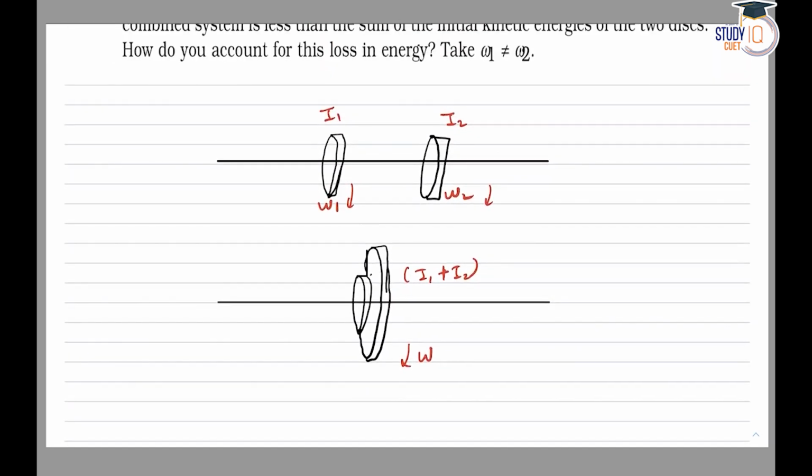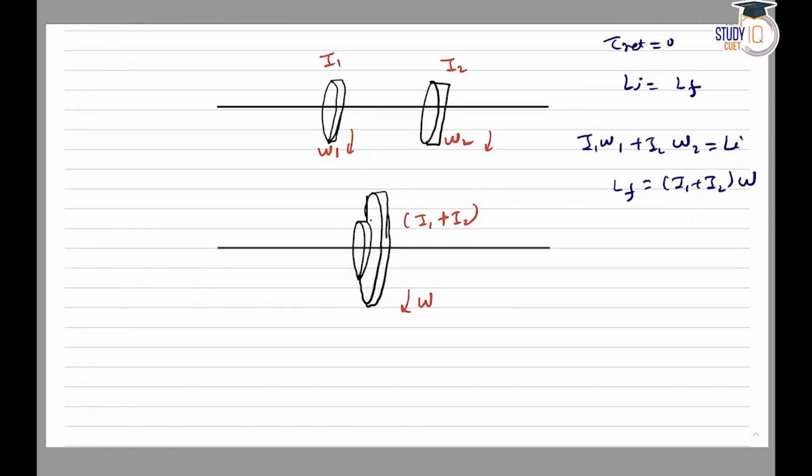As for the system, we can say the net torque of the system is 0. Net torque is equal to 0. So we can say initial angular momentum is equal to final angular momentum. So initial angular momentum can be written as I1 omega 1 plus I2 omega 2. This is initial angular momentum, and final angular momentum can be written as I1 plus I2, that is final moment of inertia, into angular velocity final, that is omega.